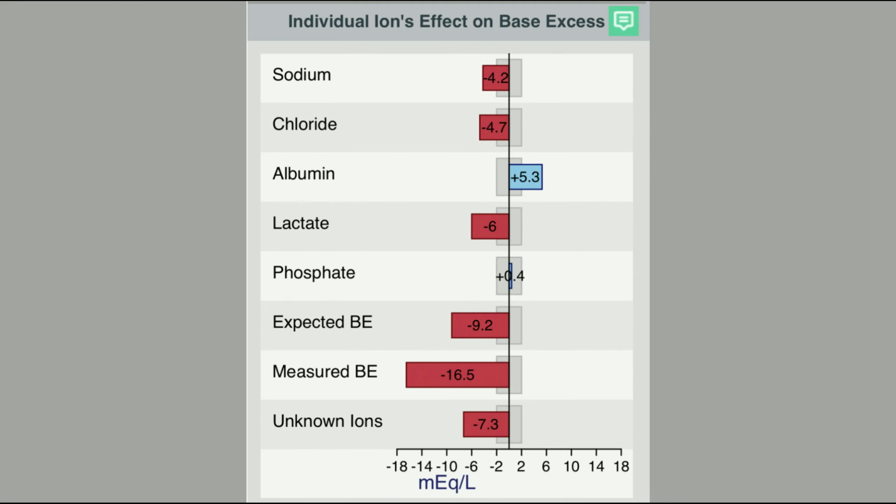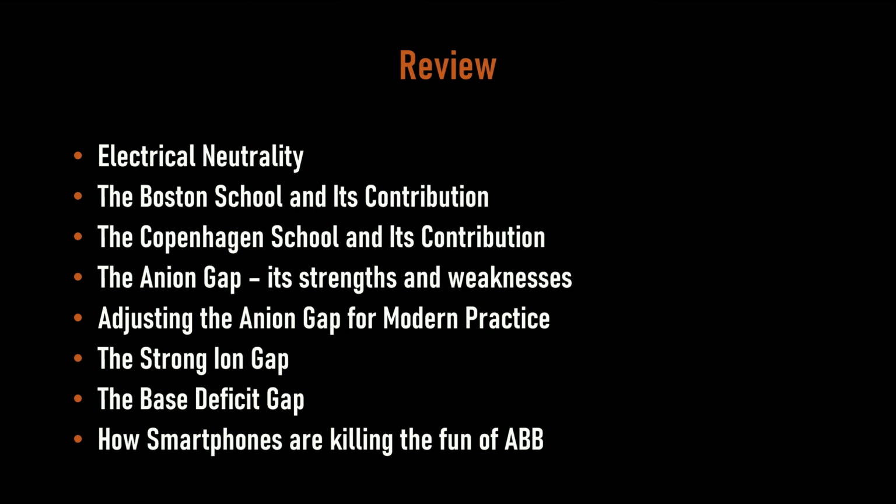Let's review this tutorial. In this tutorial, we discussed electrical neutrality and then looked at the different causes of metabolic acidosis and how you can figure out what's going on by using different approaches that were developed over the last 80 or so years. We talked about the Boston School and its contribution, principally the work of Winters, who showed the changes in the PCO2 in relation to the amount of metabolic acid generated. And this essentially showed whether a patient was compensating effectively or not for their metabolic acidosis.